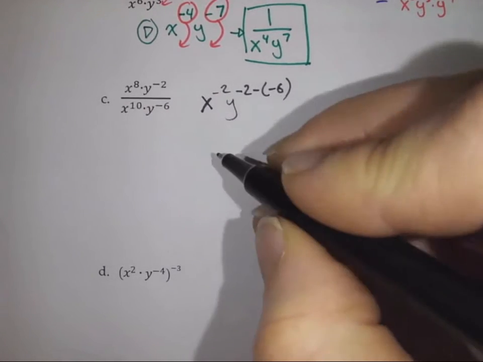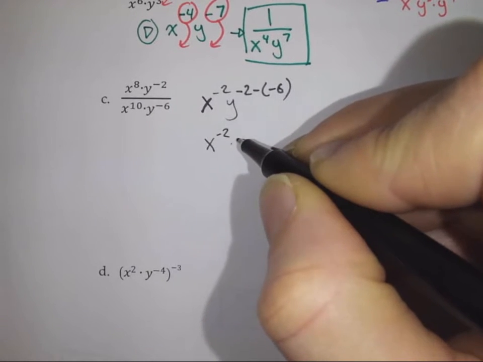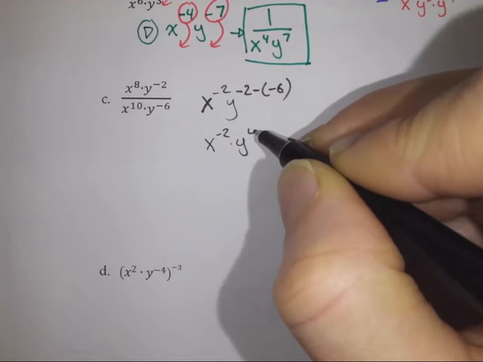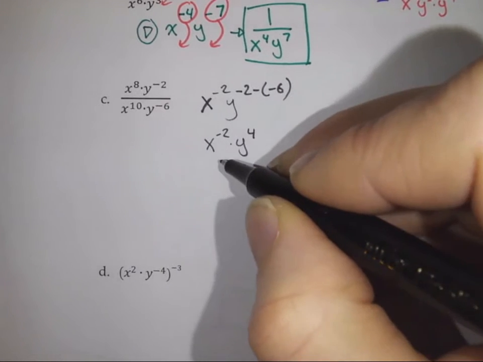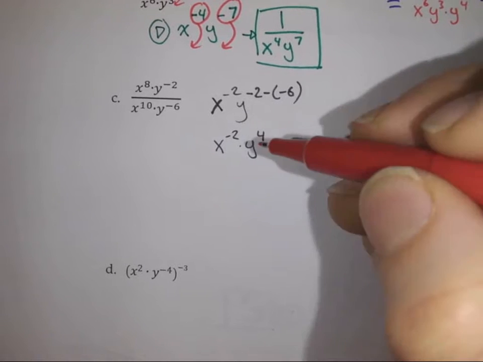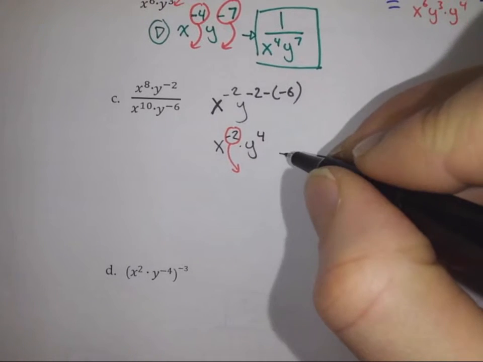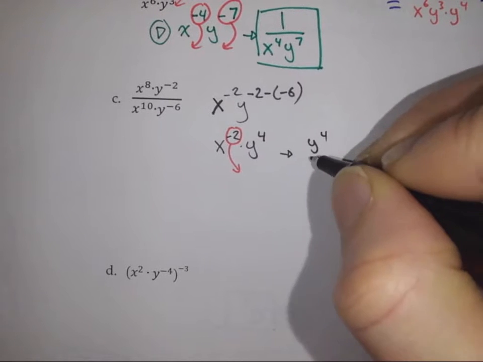And that actually gives us x to the power of negative 2 times y to the power of 4. And so that means we only have one negative exponent here in this case. So we're going to take that guy and flip it downstairs. We're going to rewrite that as y to the power of 4 over x squared.